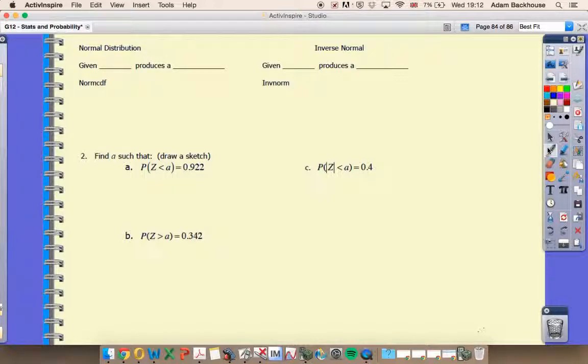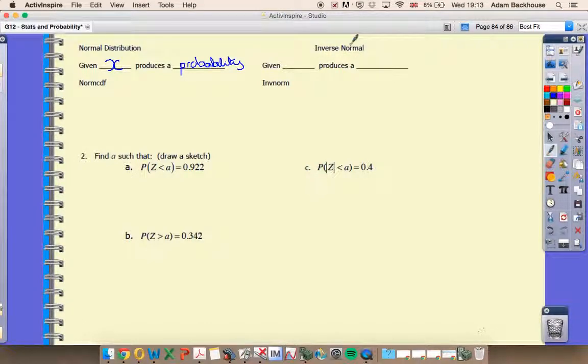With a regular normal distribution question, we start with our x value or our measurement. Put in x, and we end up producing a probability. And the way we are generally going to be doing that is by using the normal CDF function on our calculator. This is the cumulative distribution function.